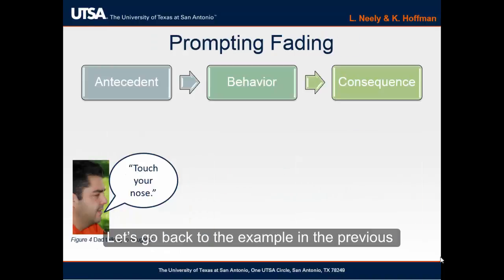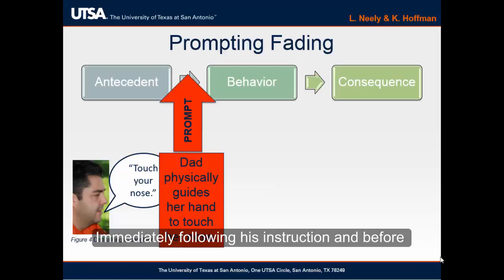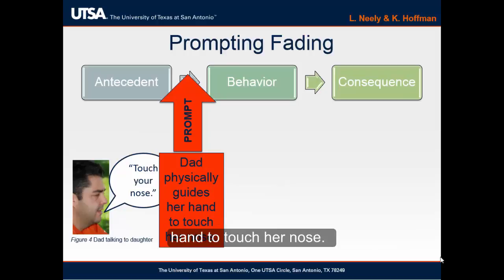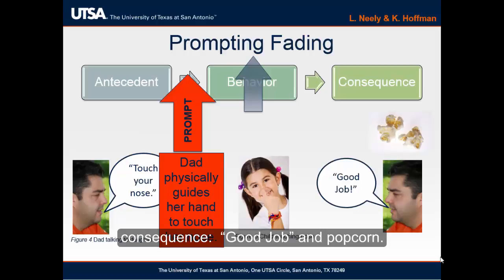So let's go back to the example in the previous module to illustrate prompt fading. In this example, the dad says, "Touch your nose." Then, immediately following his instruction, and before his daughter responds, he physically guides her hand to touch her nose. The father then delivers a preferred consequence, "Good job," and popcorn.